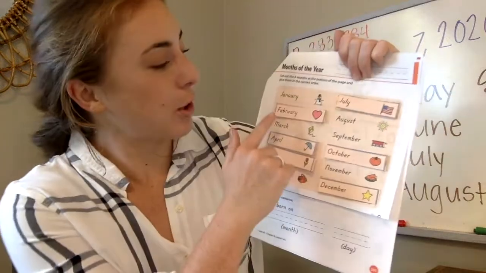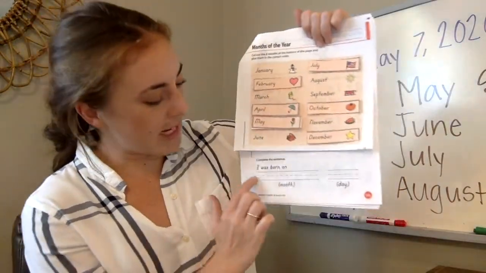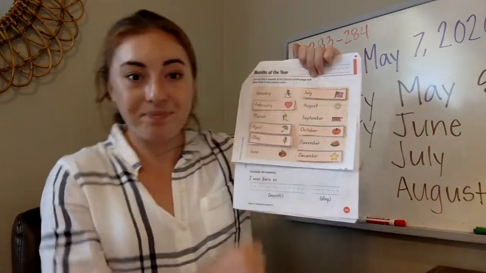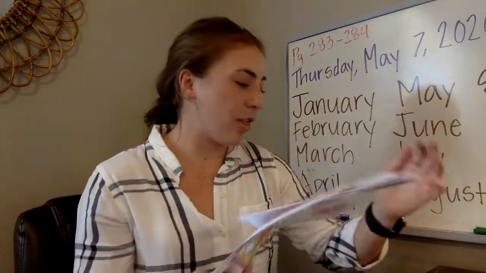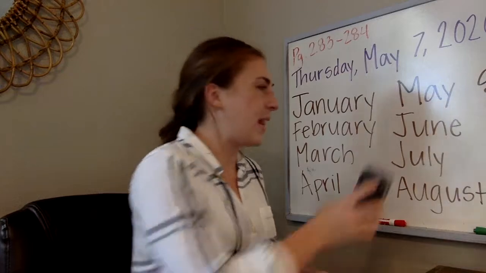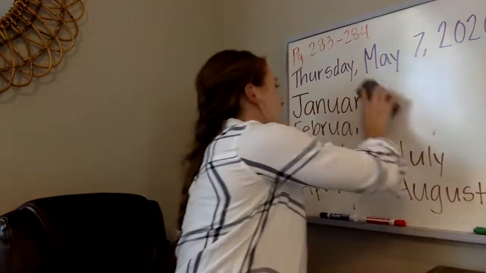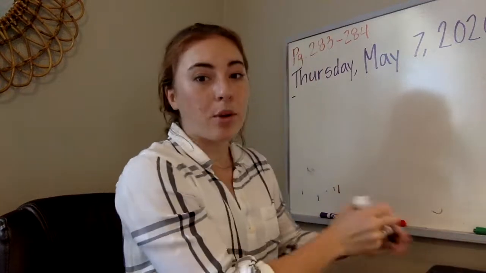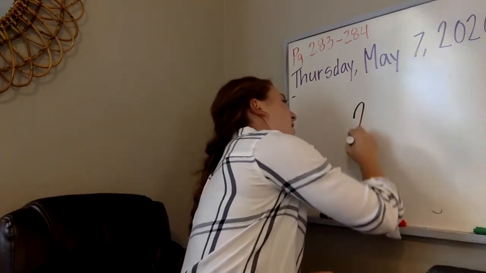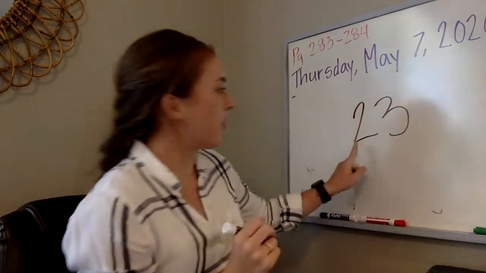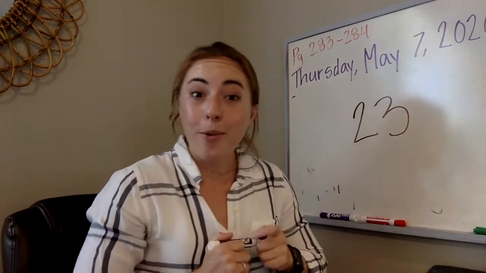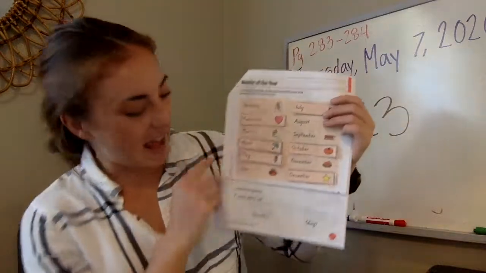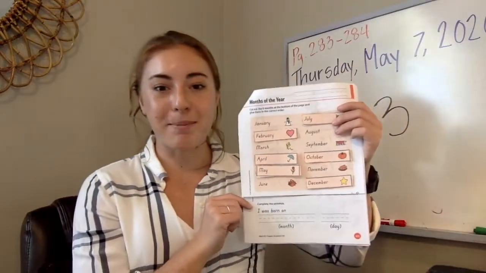So I'm going to look at February, and I'm going to write it down here. I was born on February, and I was born on the 23rd. How do I write a 23? Can you help me, kindergarten? I was born on the 23rd. So you put February 23. What month and what day were you born on? So go ahead and write that at the bottom. And when you're done, turn the page.